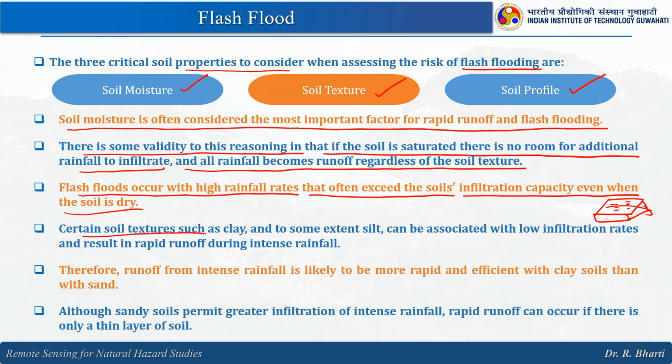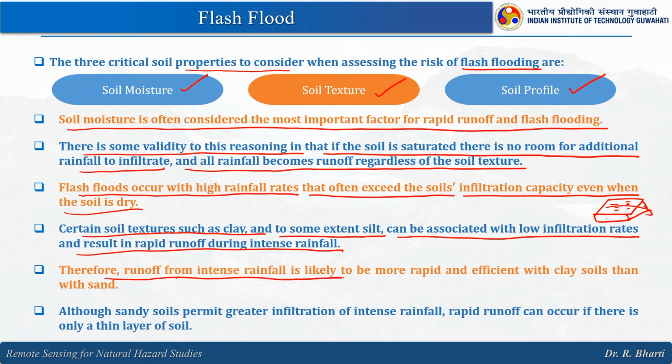Certain soil textures such as clay and to some extent silt can be associated with low infiltration rates and result in rapid runoff during intense rainfall. Therefore, runoff from intense rainfall is likely to be more rapid and efficient with clay soil than with sand, right. So, clay soil compared to sand will have more problem of flooding.